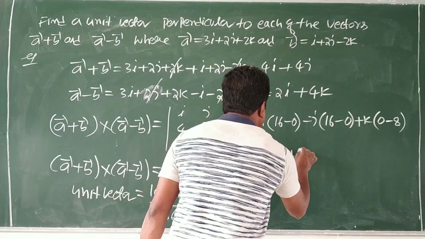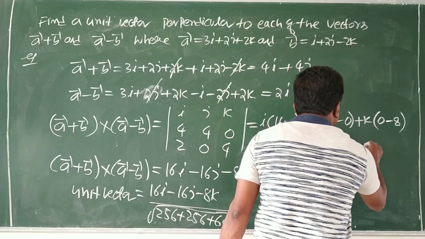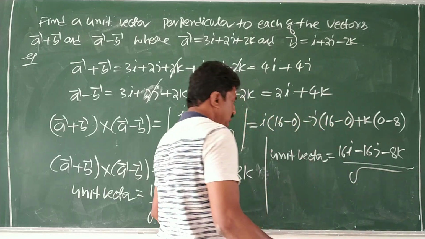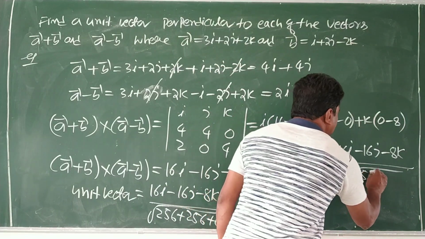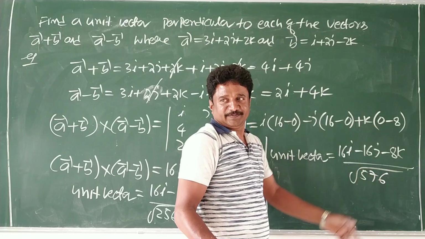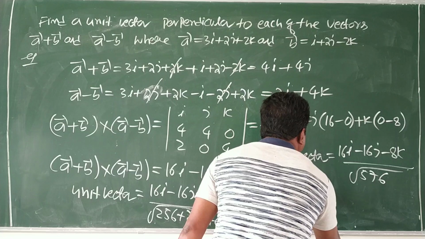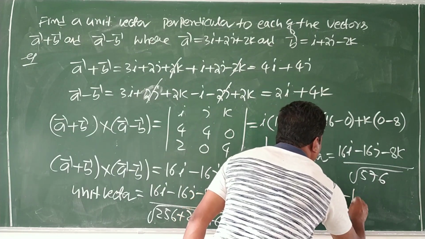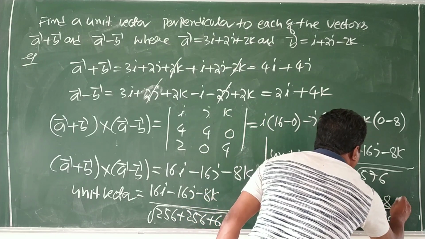Unit vector is 16i minus 16j minus 8k by root of 576. Is it a perfect square? You operate root on that. 576 is a perfect square: 24, correct. So that is 16 by 24 i minus 16 by 24 j minus 8 by 24 k.